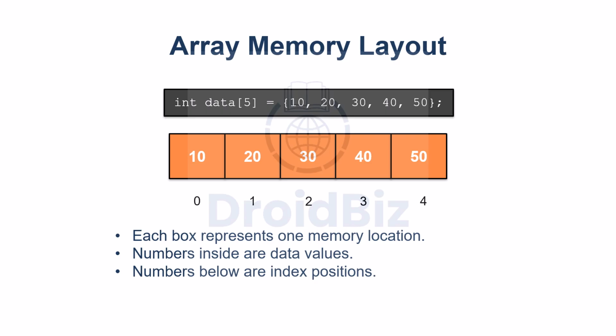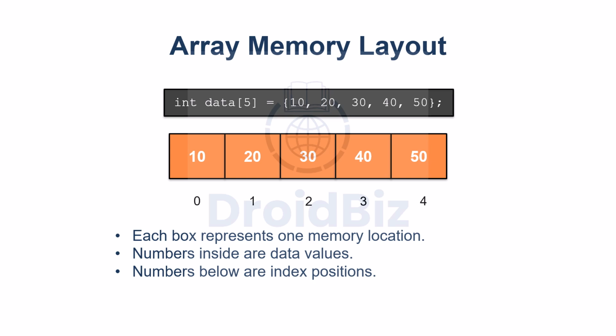Let's declare an integer array, int data with 5 elements, containing the values 10, 20, 30, 40, and 50. Here we can see a visual representation of this array stored in memory. Each orange box represents one memory location where we can store data. Notice how all these memory locations are placed right next to each other. This is what we mean when we say arrays store elements in consecutive memory locations.